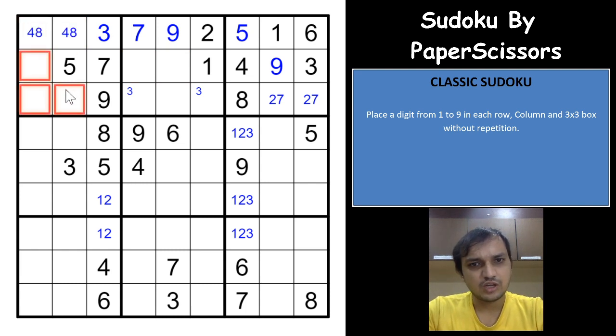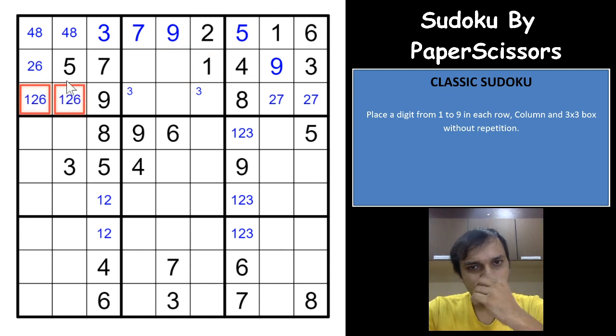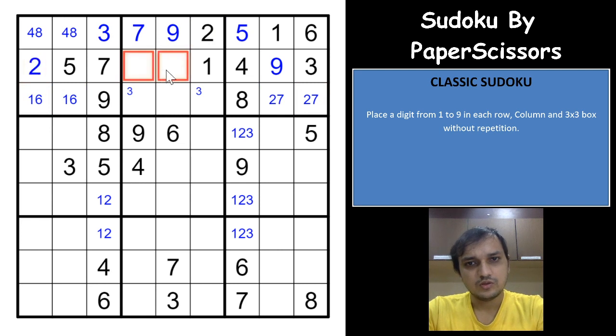These 3 digits are 1, 2 and 6. 1 cannot be here, so this would have to be 2 and 6, and 1, 2 and 6. Okay, 2, 6 and 8. So this cannot be 2 here, so this is a 2. These two digits are 6 and 8, so this would have to be 8 and this would have to be 6.